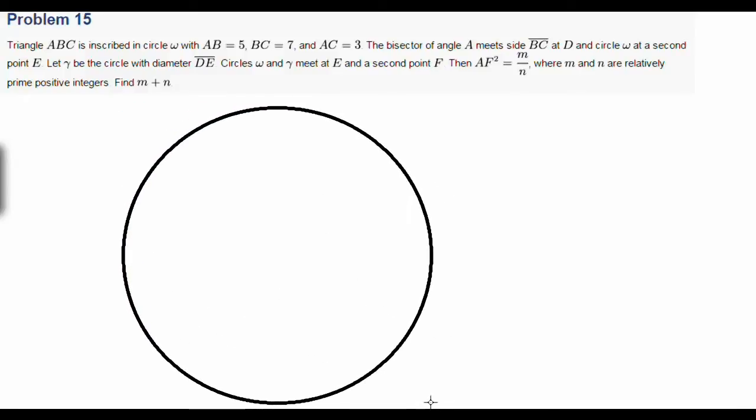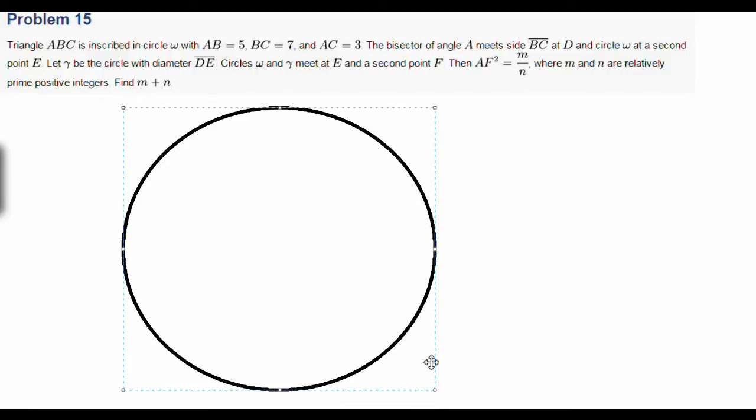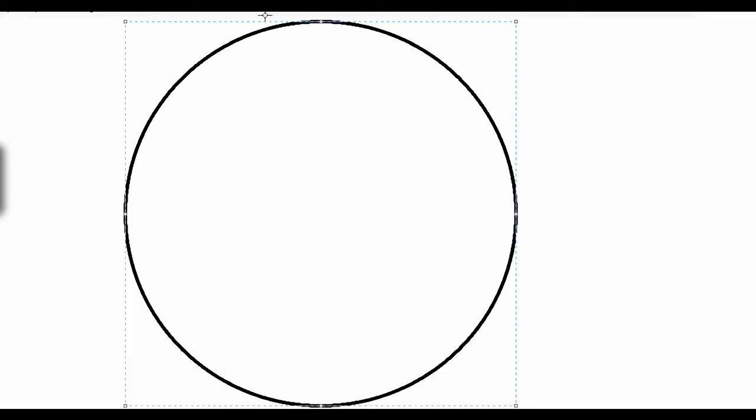Actually, you know what? Let's scroll down because we need room for this diagram. So here's a circle, and of course you want to draw the triangle. That's going to be side AC. That'll be AB, and if I can just draw this, alright, we have a triangle. Let's just label the sides.